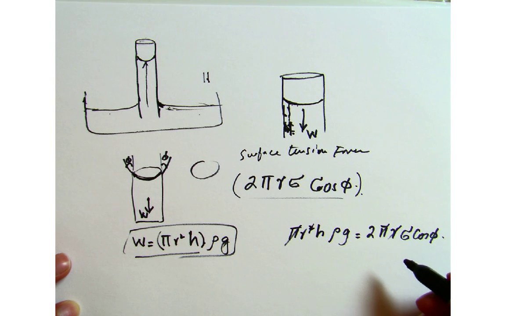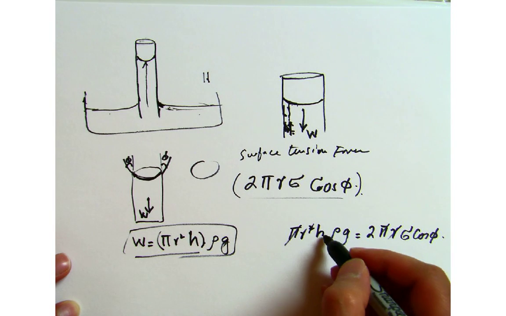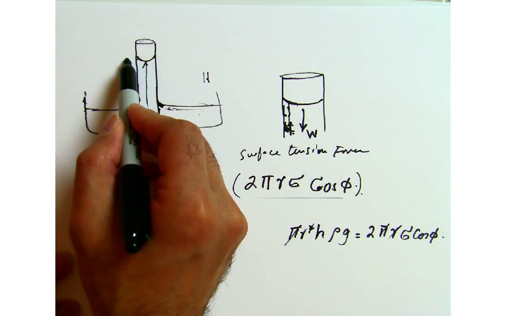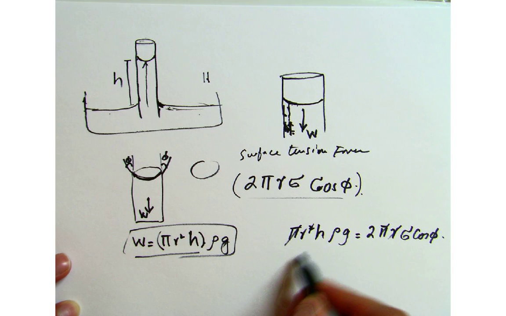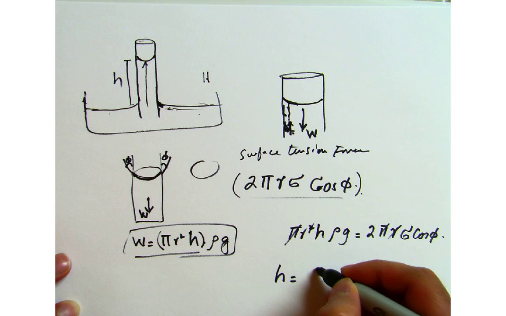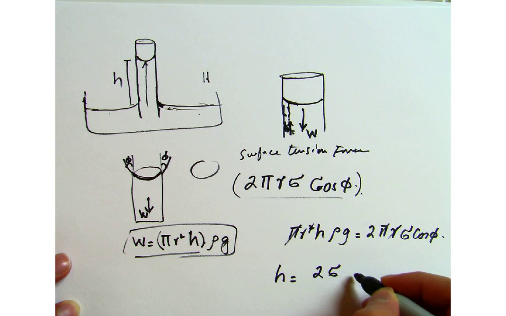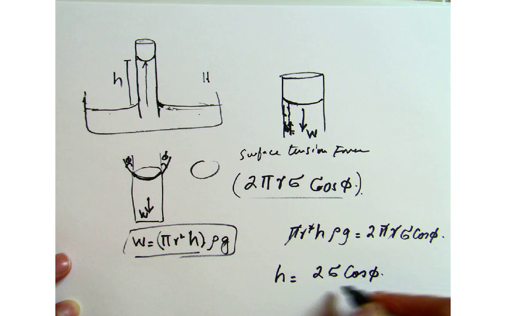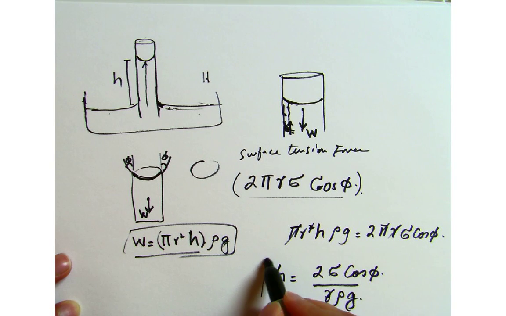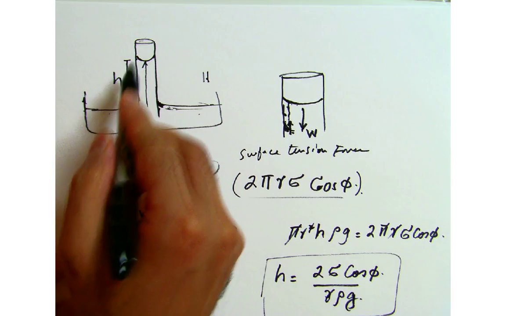And what else do we have? Okay, so that's pretty much it. In fact, if we want to find out how much the height of that rise is, that will be given by this expression over here. So h equals 2 sigma cosine phi over r rho g. Okay, so that will tell us how much the height of that fluid column would be.